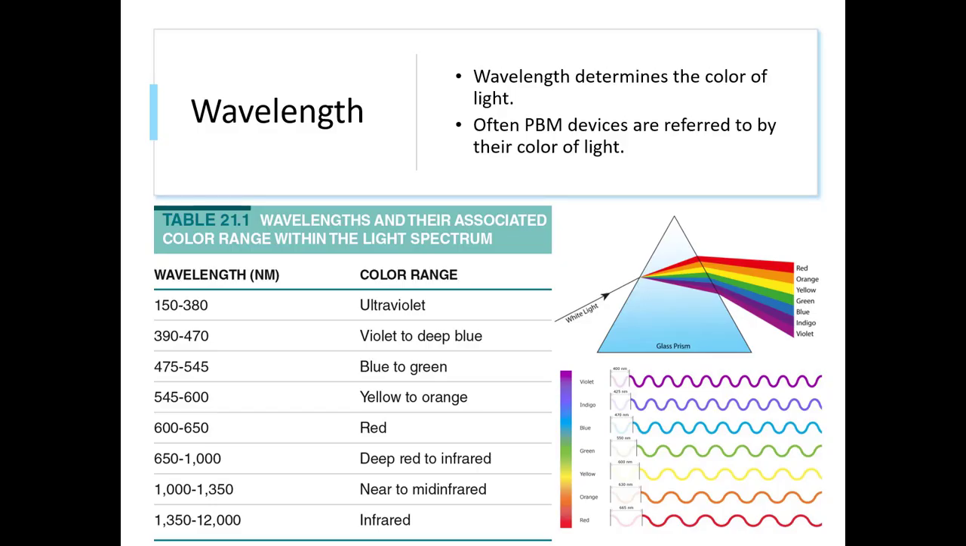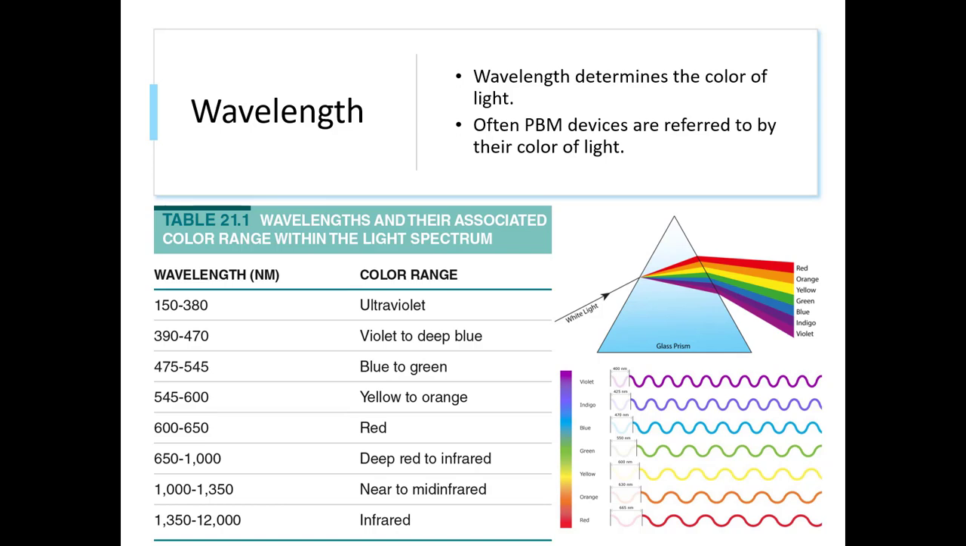The wavelength. The wavelength determines the color of the light. Often, photobiomodulation devices are referred to by their color of light. Lasers are often referred to by their color, such as a red laser or a violet laser. This practice is imprecise, though, and many clinicians and researchers recommend against it.